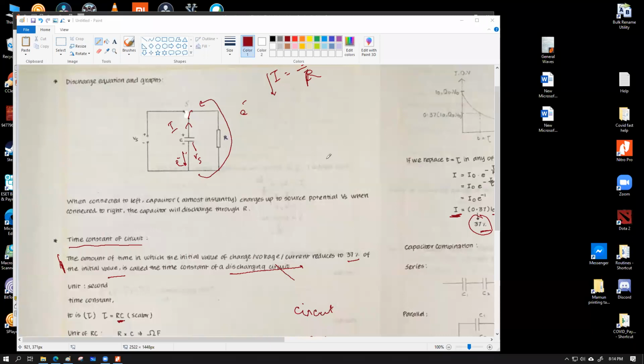So the half-life equation goes like this. Let's say the initial number of atoms is N naught, then the remaining number of nuclei should be N naught times e to the power minus half. In this case, for the capacitor, I equals I naught times e to the power minus 0.37. That's the basic idea.